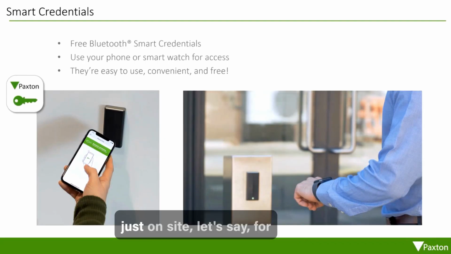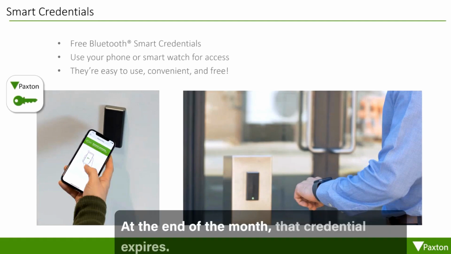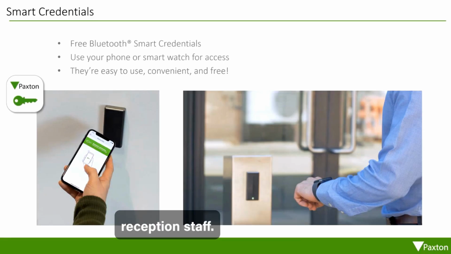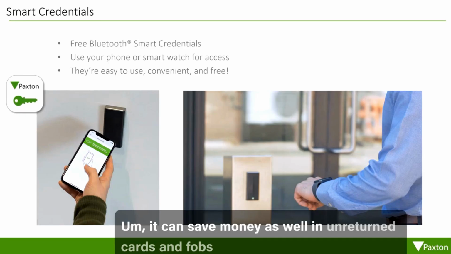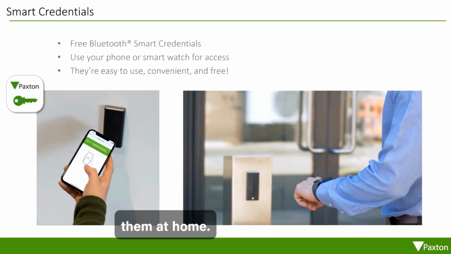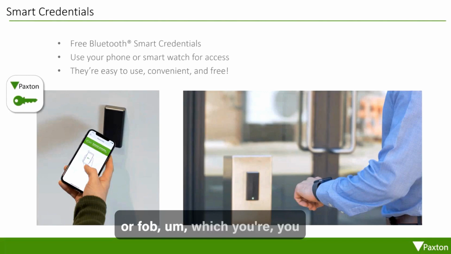So if it's a contractor that's just on site, let's say for 1 month, give them that month's access. At the end of the month, that credential expires and your building's still secure. Using this method can reduce some admin burden on your admin and reception staff. It can save money as well in unreturned cards and fobs that, let's face it, all of us every now and again forget to give back and end up with a collection of them at home. But perhaps most importantly, it means that people can't leave your building with an active card or fob, which you might not be aware of.